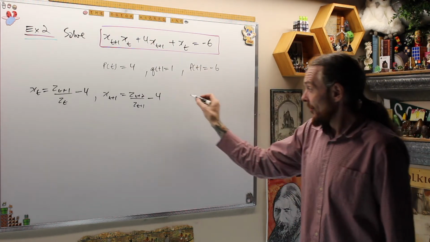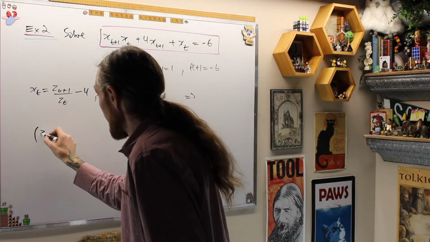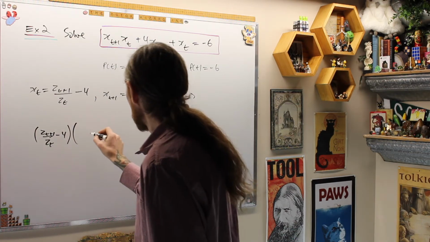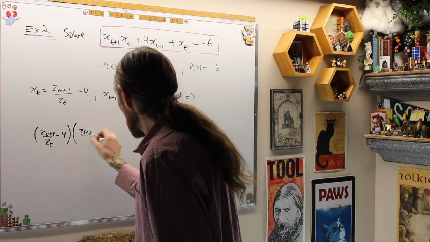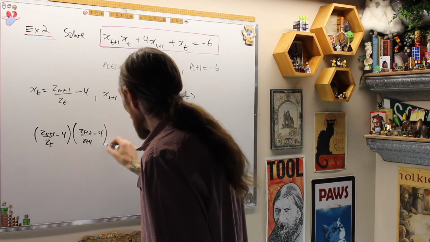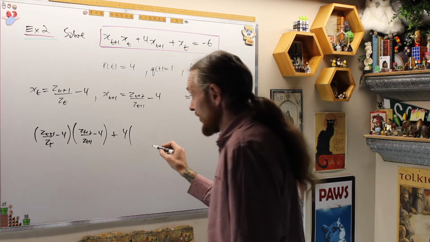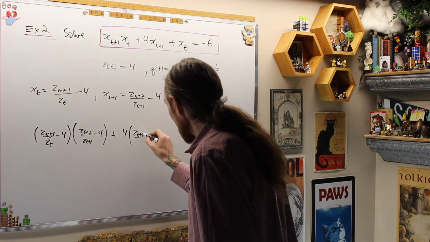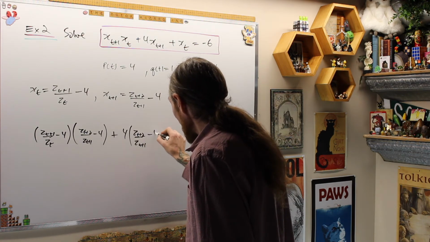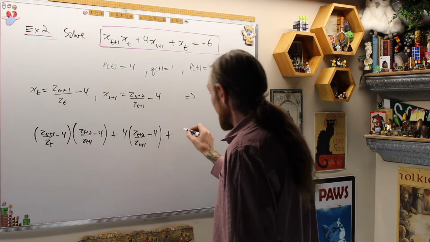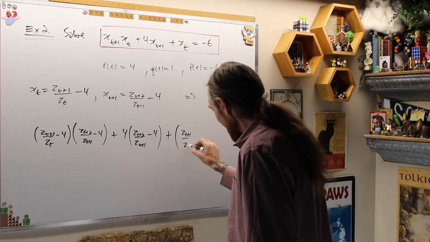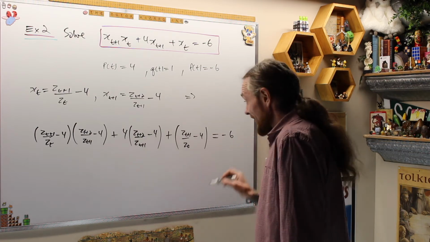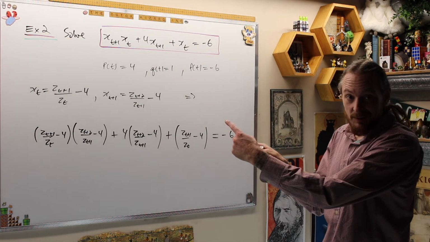Putting those into here, what are we going to get? We're going to get z_{t+1} over z_t minus 4 times z_{t+2} over z_{t+1} minus 4, plus 4 times, no, that's x_{t+1}, z_{t+2} over z_{t+1} minus 4, plus z_{t+1} over z_t minus 4 equals -6. You can either FOIL all that out or use the formula now.